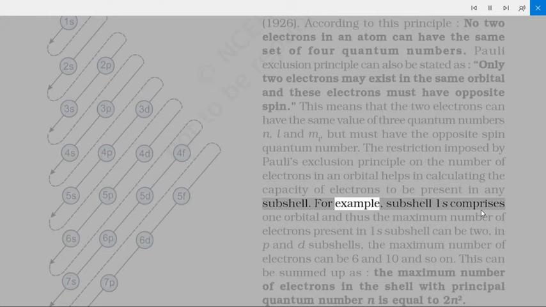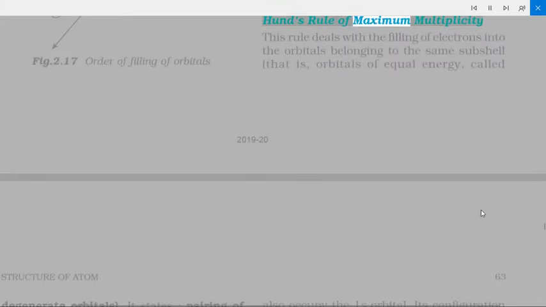For example, subshell 1s comprises one orbital, and thus the maximum number of electrons present in 1s subshell can be 2. In p and d subshells, the maximum number of electrons can be 6 and 10, and so on. This can be summed up as, the maximum number of electrons in the shell with principal quantum number n is equal to 2n². Hund's rule of maximum multiplicity.